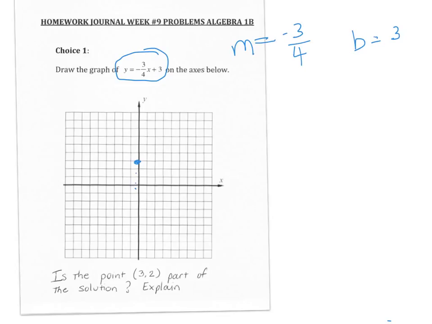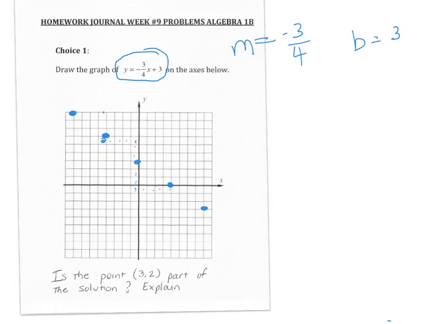Now I know that my slope is negative, so I'm going to go down 3, 1, 2, 3, and I'm going to go over 4, 1, 2, 3, 4. Here's my next point on my graph. I'm going to go down 3 and over 4 again. Here's another point on my graph. I can also go up 3 and over 4. 1, 2, 3, 1, 2, 3, 4. Oops, that one doesn't want to go in its right place. And up 3 and over 4.